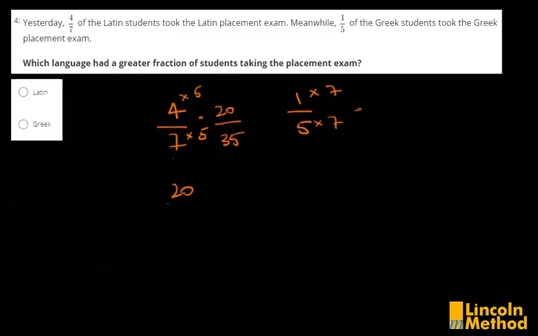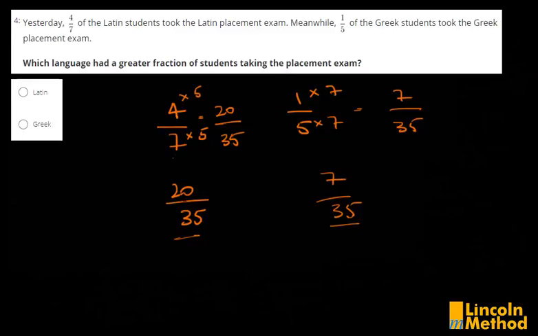So 20 over 35 is what we get when we increase 4 over 7 by 5. And 1 multiplied by 7 is 7, 5 multiplied by 7 is 35. 7 over 35 is what we get when we increase 1 over 5 by 7. Now there you go, we have common denominators for both of them, and we can now compare both of these fractions.